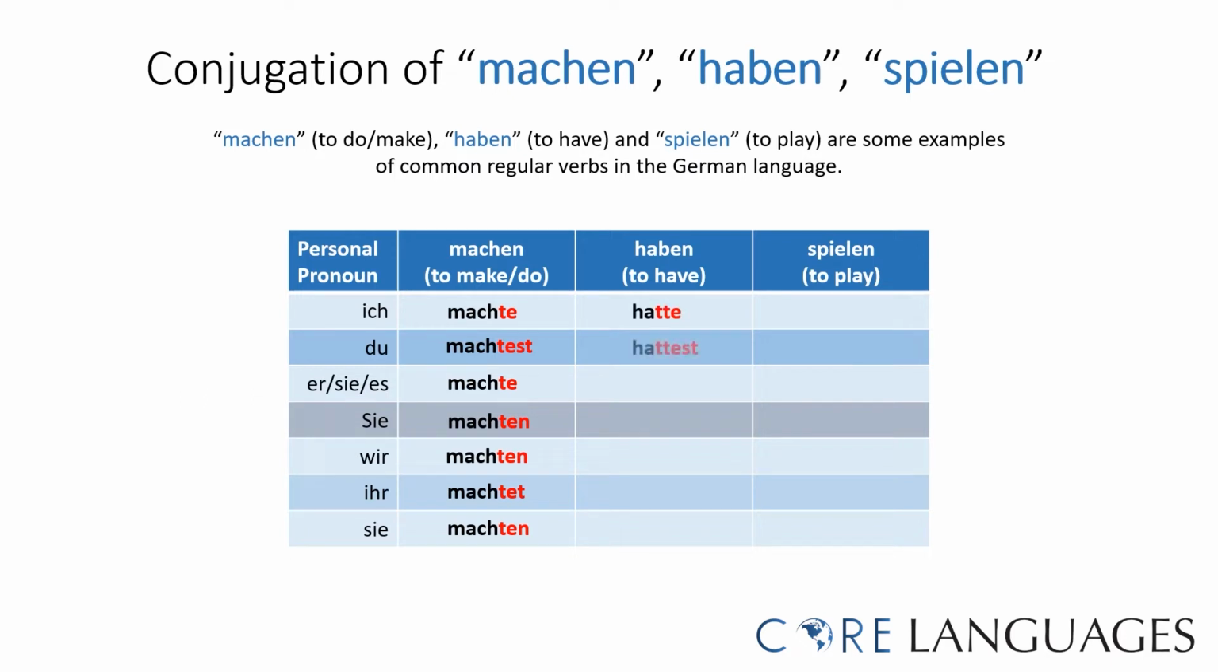Ich hatte. Du hattest. Er, sie, es hatte. Sie hatten, wir hatten, ihr hattet, sie hatten. Ich spielte, du spieltest, er, sie, es spielte. Sie spielten, wir spielten, ihr spieltet, sie spielten.